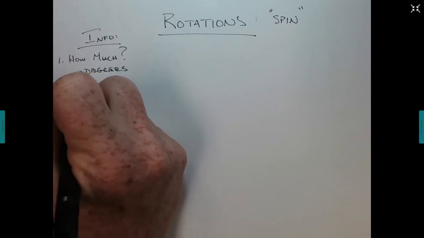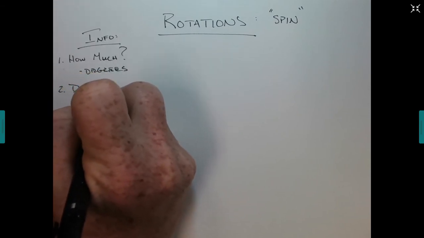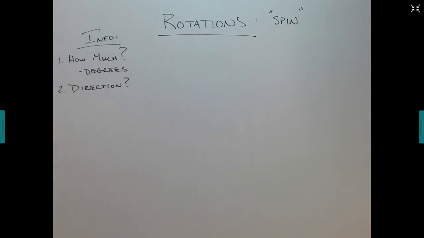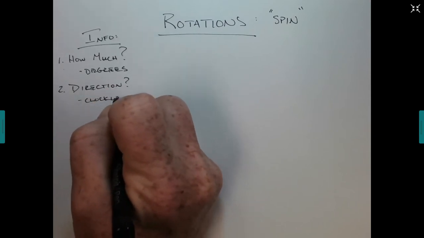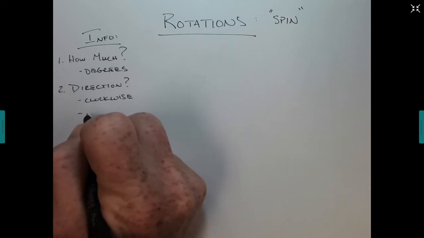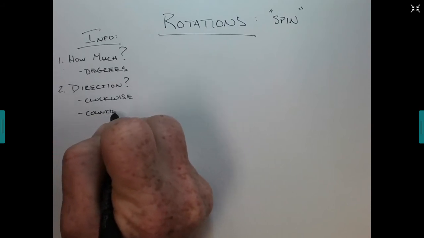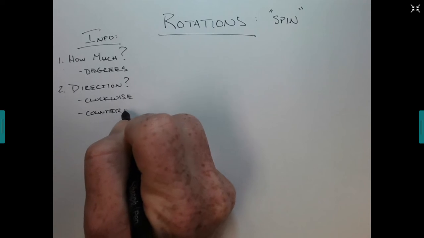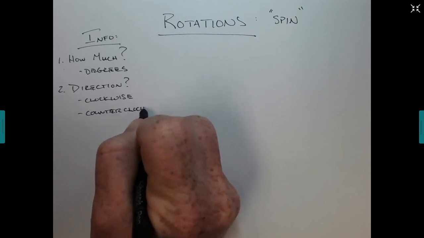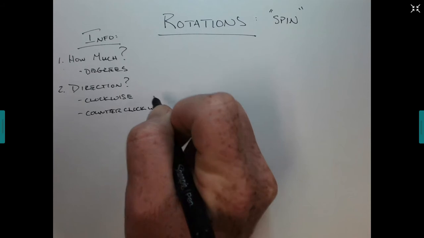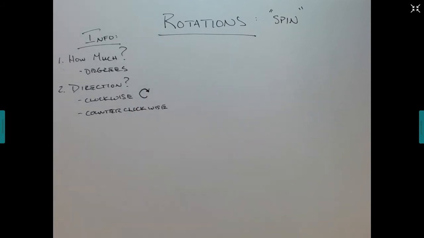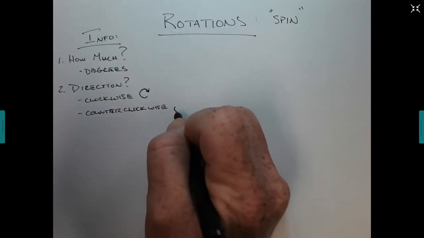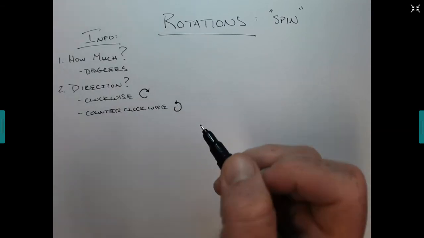We would also need to know which direction we would want to rotate. Now, the rotational directions are not left and right. They are clockwise and counterclockwise. So clockwise would be a direction that goes with an analog clock, and counterclockwise would be going the other direction.